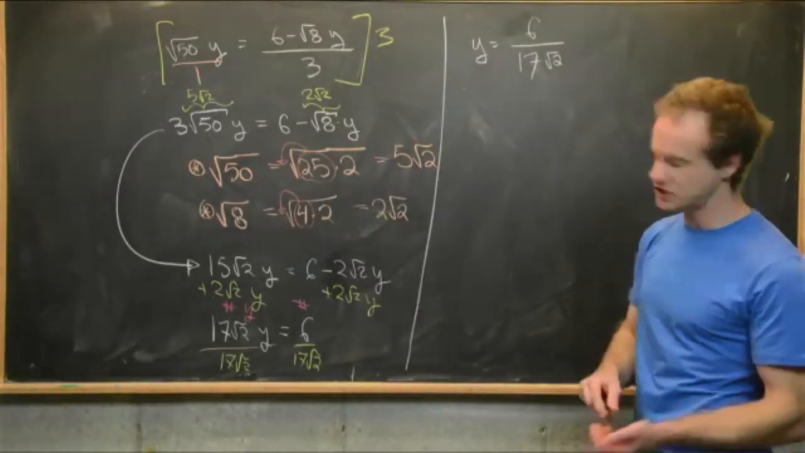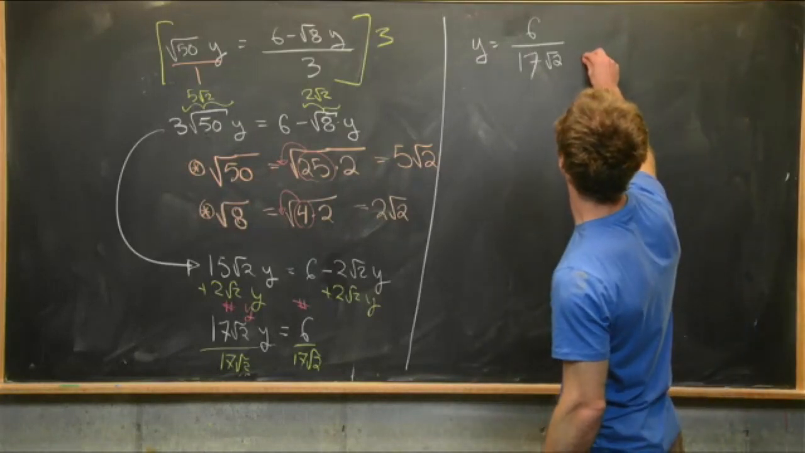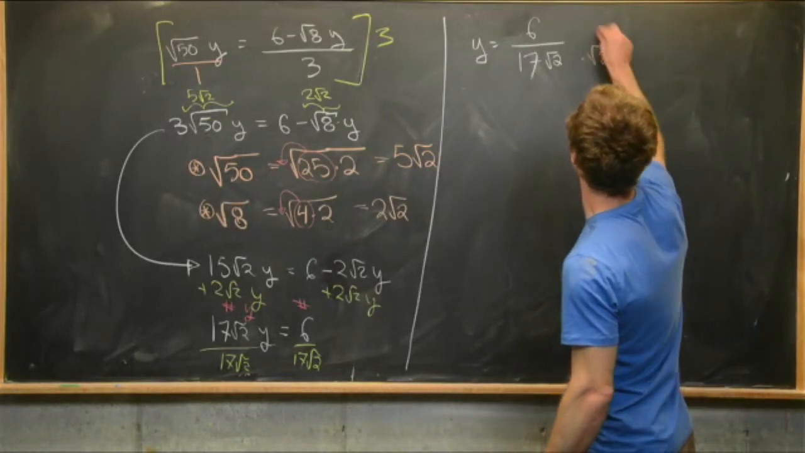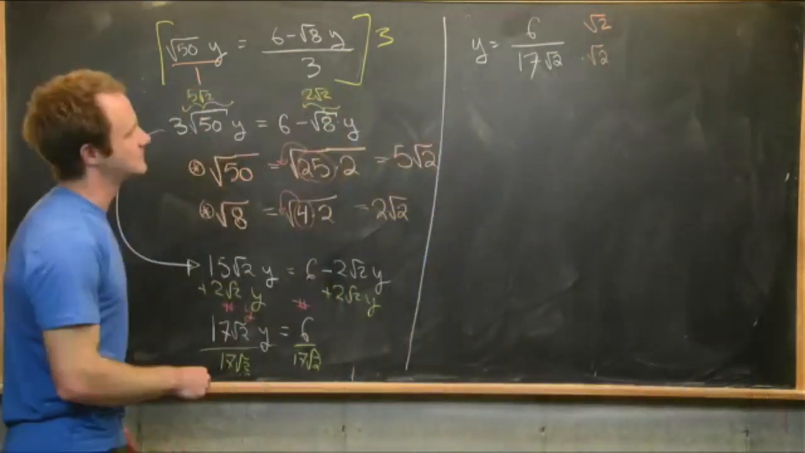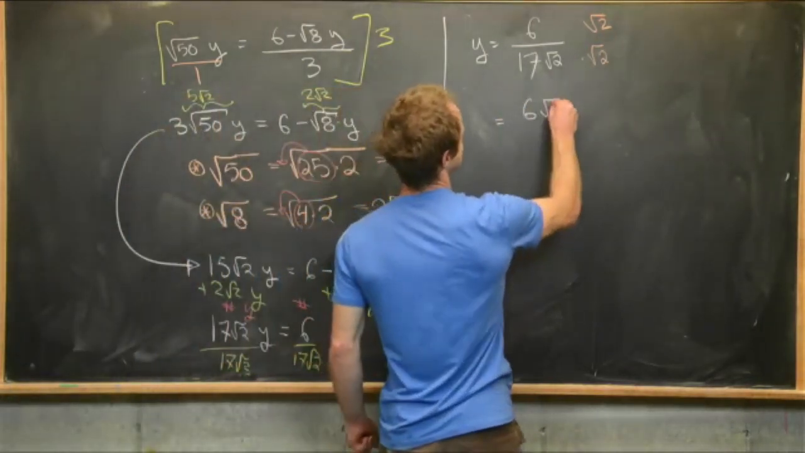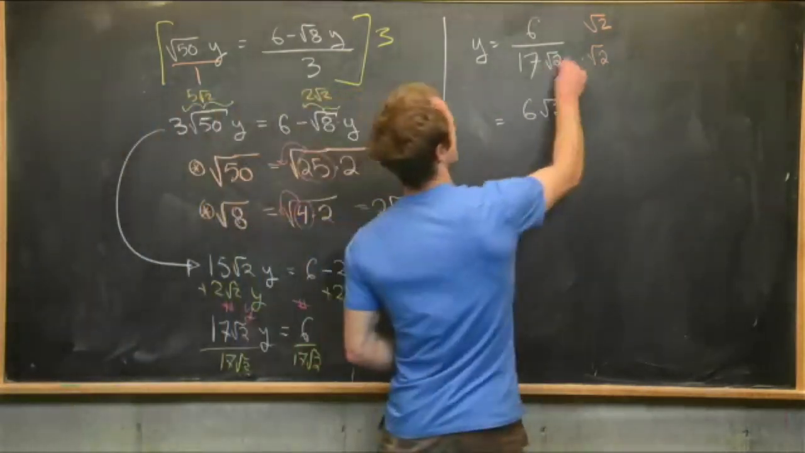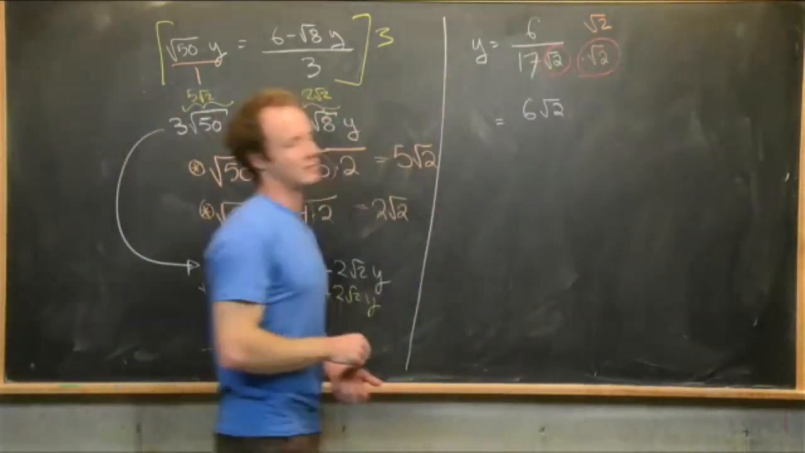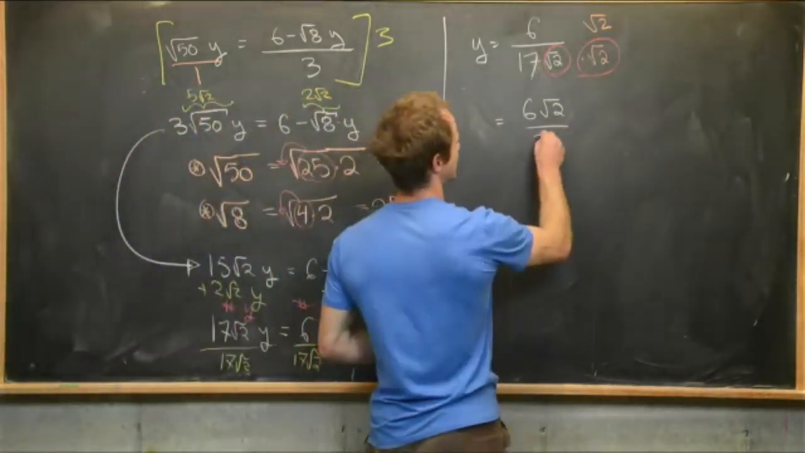At this stage, you can simplify it by doing this thing that we talked about before, rationalizing the denominator, where we multiply by the square root of 2 over the square root of 2. That's going to give us 6 times the square root of 2 on the top. And then the square root of 2 times the square root of 2 on the bottom will multiply together to get 2 times 17 is 34.